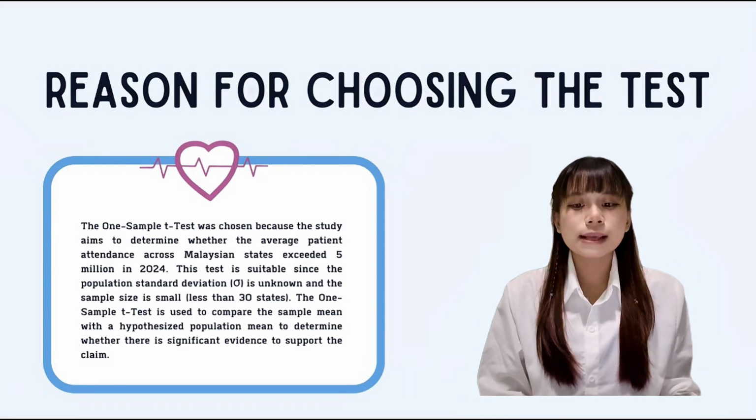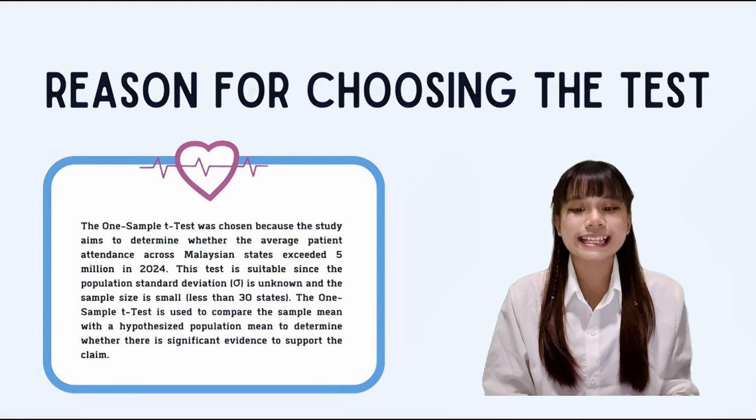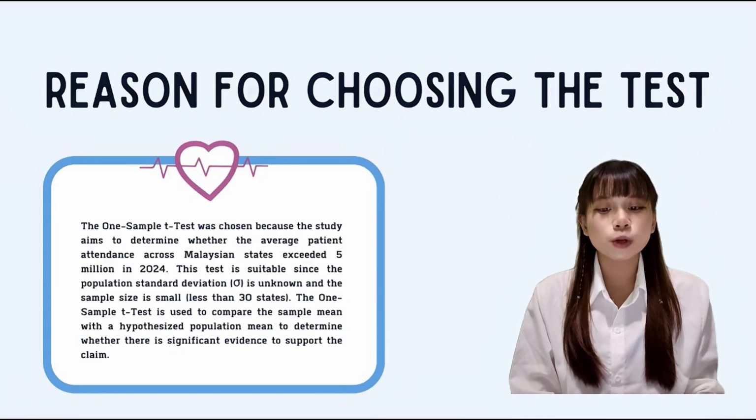Furthermore, the one sample t-test was chosen because the study aimed to determine whether the average patient attendance exceeded 5 million in 2024. The one sample t-test is used to compare the sample mean with a hypothesized population mean to determine whether there is significant evidence to support the claim.